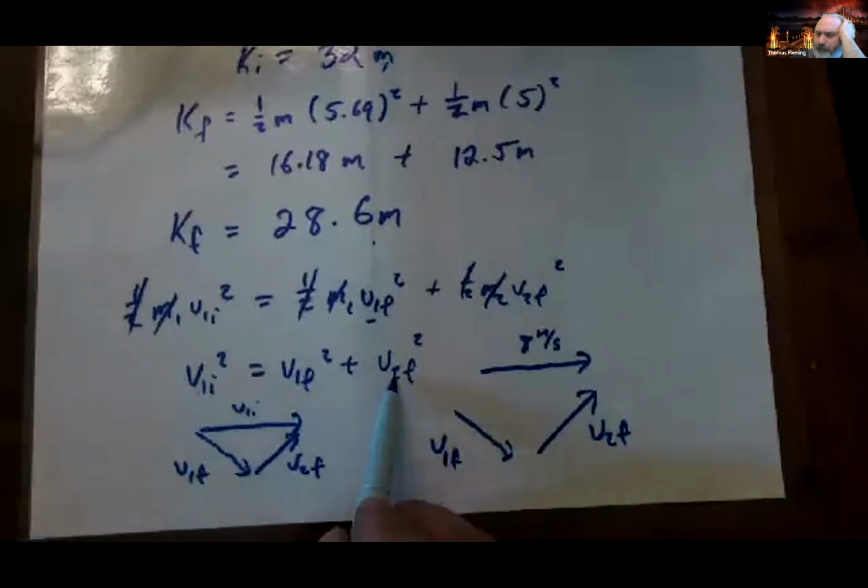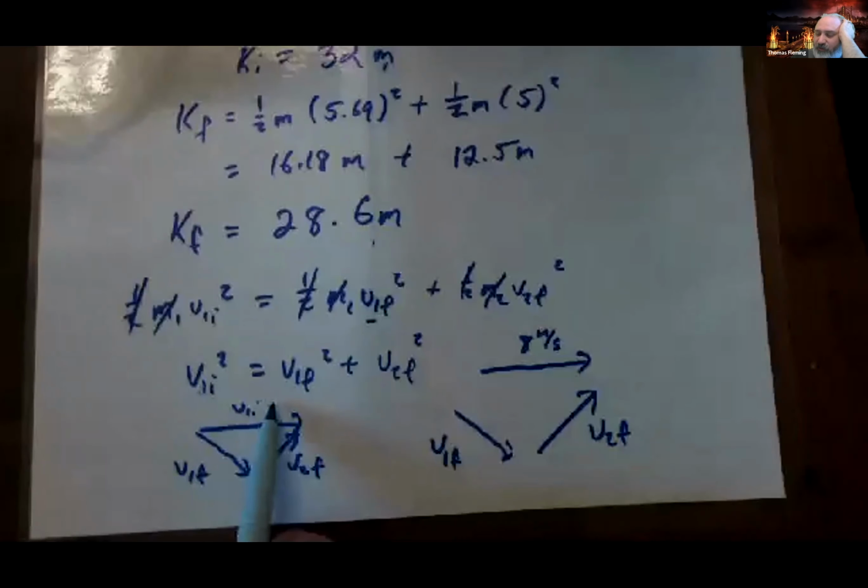Wait a second. That looks familiar. Do you recognize it? I'm saying this side squared equals this side squared plus that side squared. What the heck am I looking at? Pythagorean theorem. It's the freaking Pythagorean theorem, right?